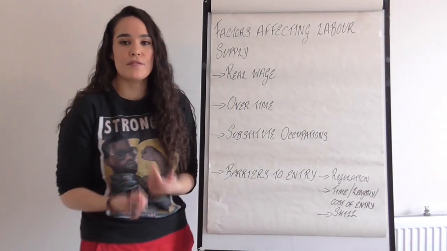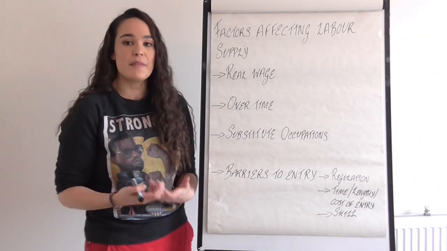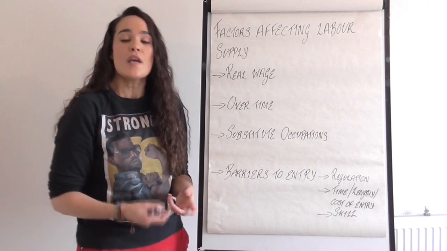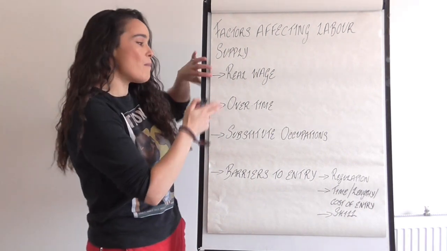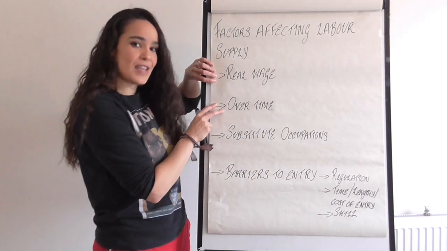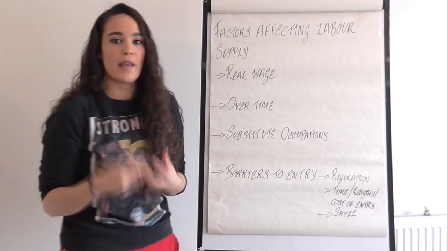The next one is overtime. The amount of overtime that you can get. By overtime, we mean the amount of additional hours that you can be paid at a higher rate. So if I combine the real wage and the overtime wage, then this would equal your income, your financial income.